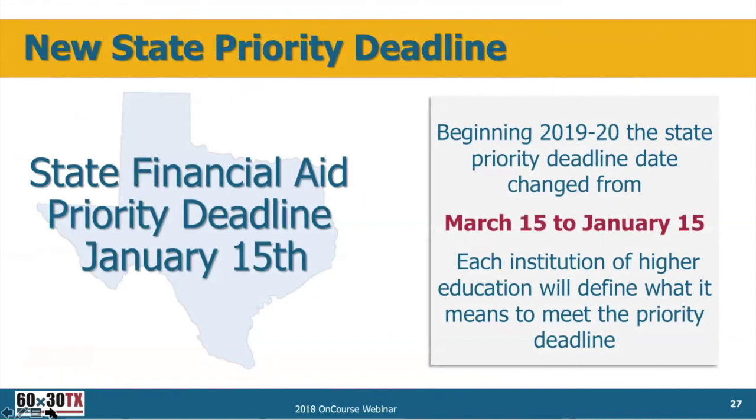Priority deadline is only required to be published by the general academic teaching institutions by law. And so all other schools typically follow the January 15th deadline, but they're not bound to it. So again, it's important to know what each institution has set, because they do vary from school to school. And again, if you have questions specific to the state priority deadline, I'd be happy to answer those at the end.